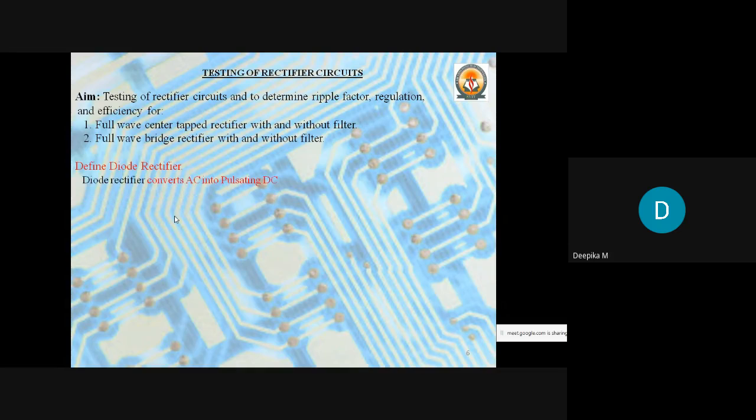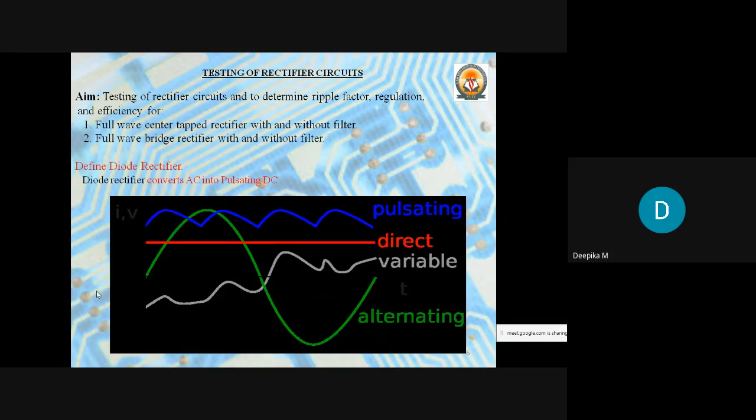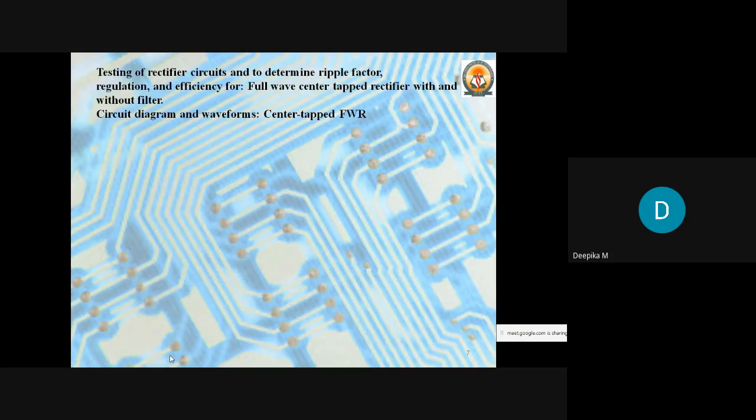And the definition of the diode rectifier. A diode rectifier converts AC into pulsating DC. You can see here, if this is my input signal, that is the alternating signal, the expected output is in this form, that is a direct waveform, a straight line. However, this ideal condition can't be reached. Therefore, usually pulses will be present in the wave. So we call this a pulsating wave, and this is usually a variable wave. So this is nothing but the diode rectifier.